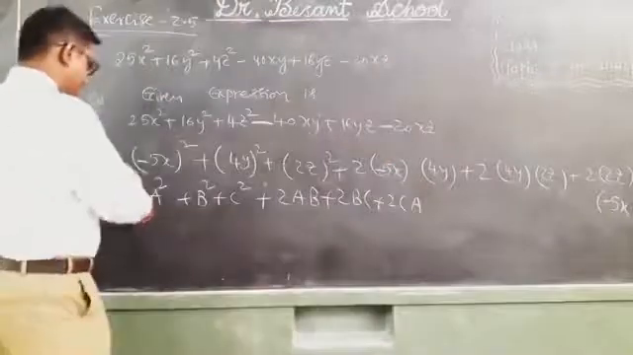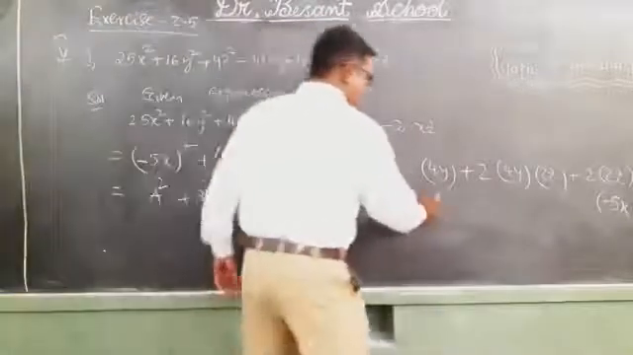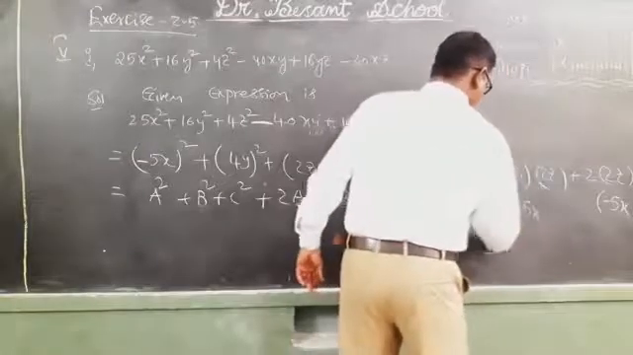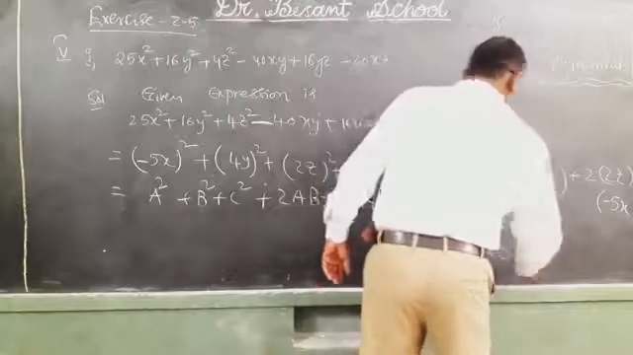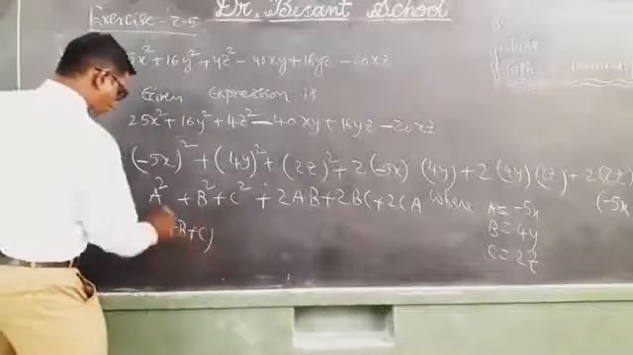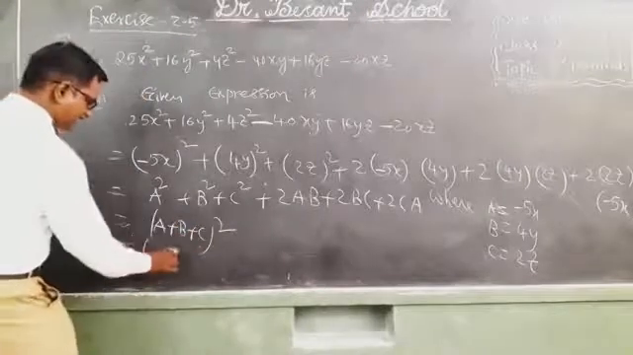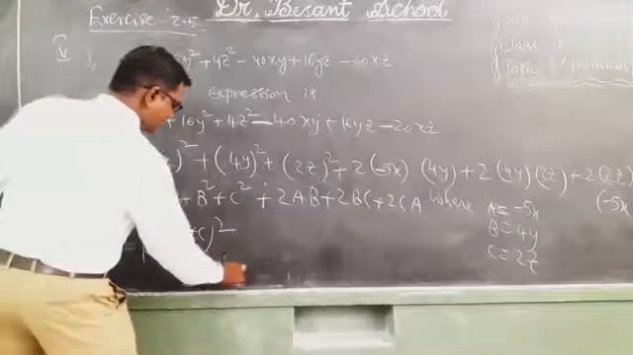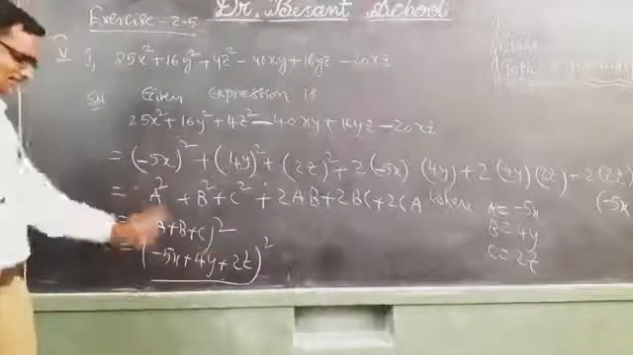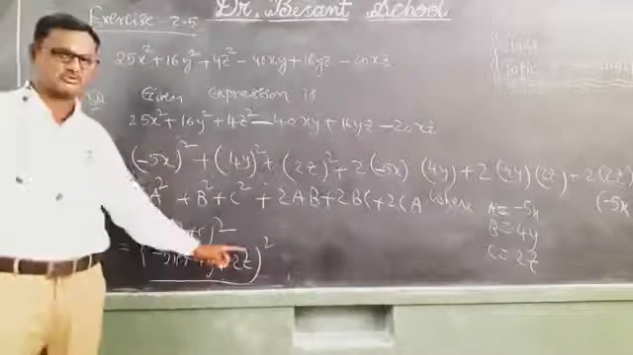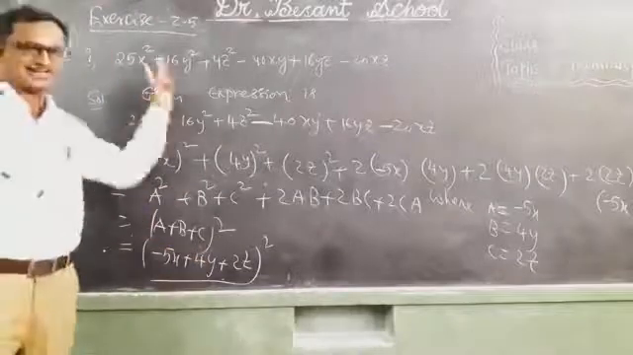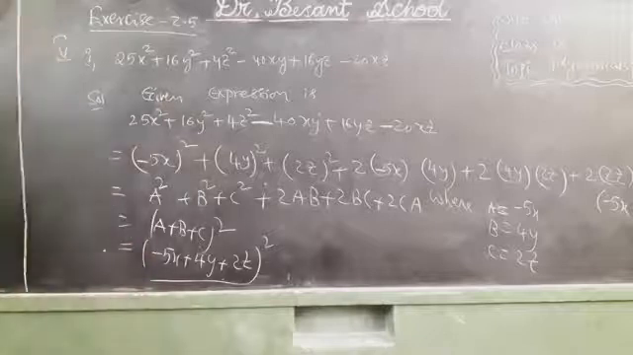Okay, children? Now observe, a square plus b square plus c square plus 2ab plus 2bc plus 2ca, where a is equal to minus 5x, b is equal to 4y and c is equal to 2z. Now this can be written in the form a plus b plus c whole square, which is minus 5x plus 4y plus 2z whole square. That means 2 times: one is minus 5x plus 4y plus 2z, into the other, also minus 5x plus 4y plus 2z. These are the two factors for the given expression. Okay children, once you see.